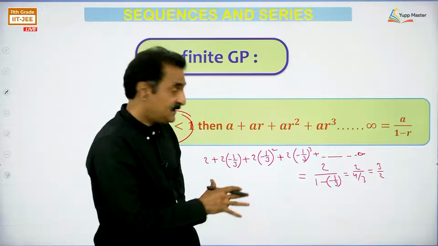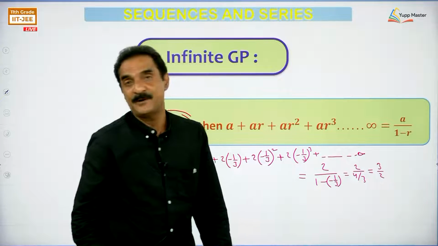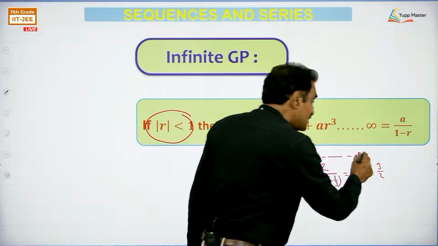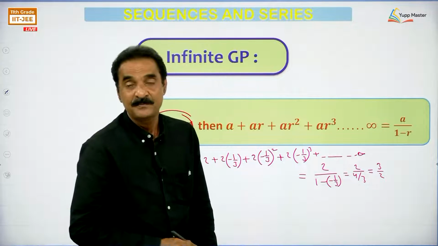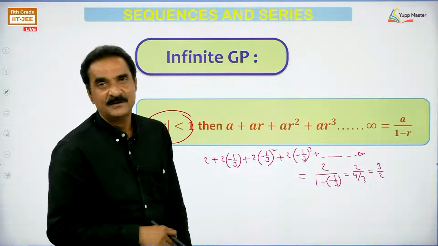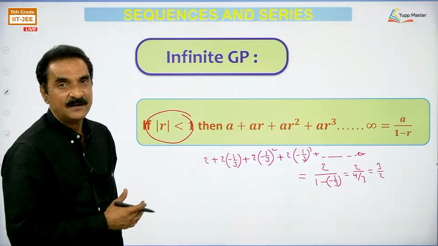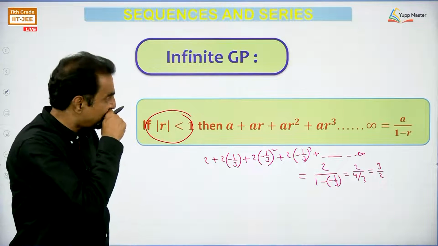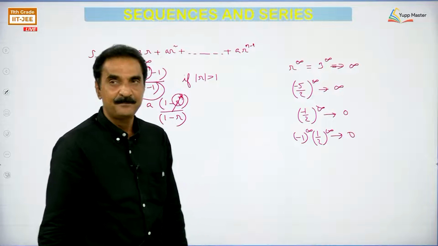But remember that the sum of this infinite GP will never become equal to 3 by 2. It will be approaching 3 by 2. Actually, we have to write tends to 3 by 2. But even if you write equal to, that is ignored. So, this is about infinite GP and its sum. Now, let us solve some problems on GP today.